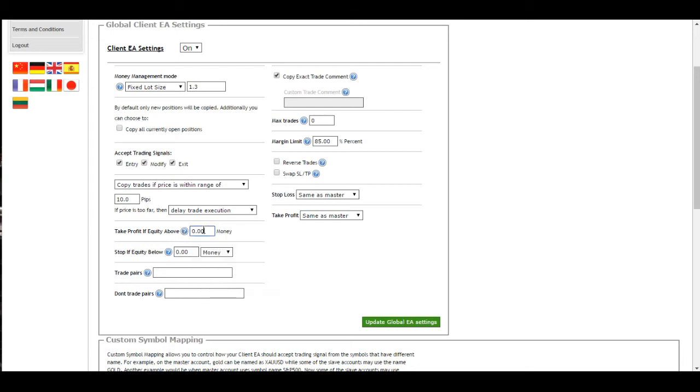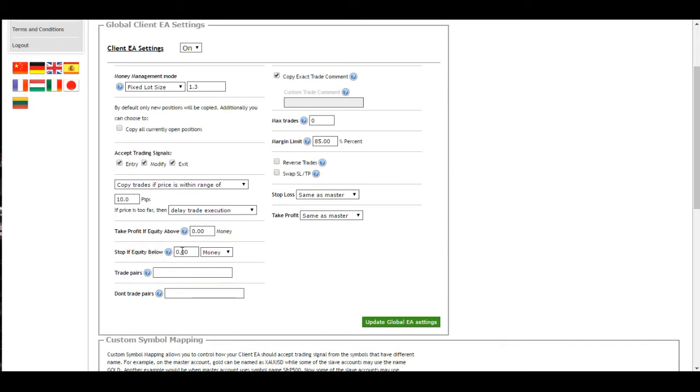I leave that at zero. That basically means that if you have any open trades, say you start off with a $300 account and your account hits $600, no matter what trades you have open, it's just going to take profit. Like, hey, I hit my goal. Now let me cash in.